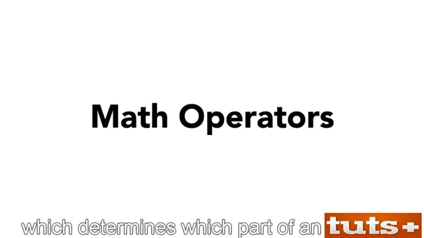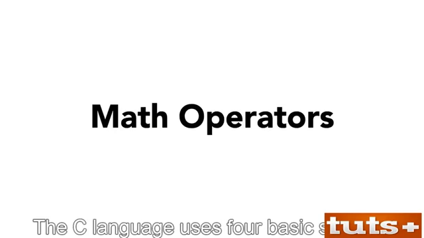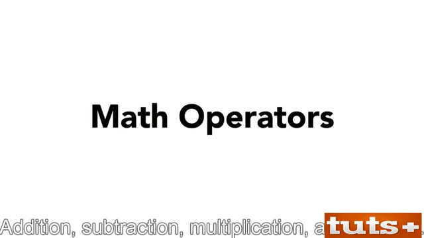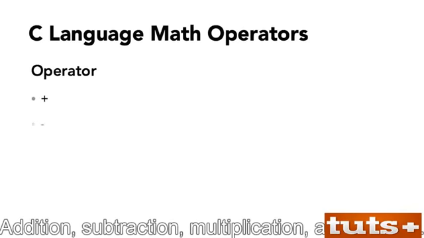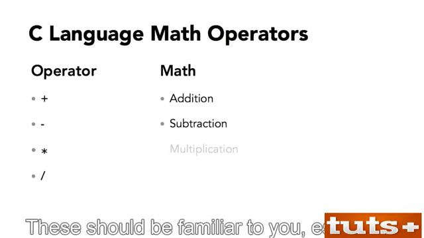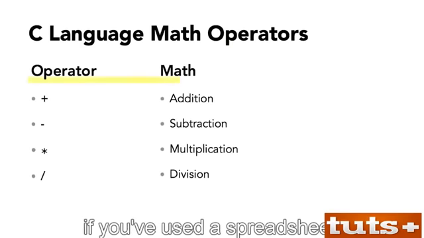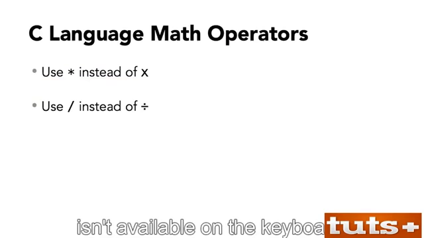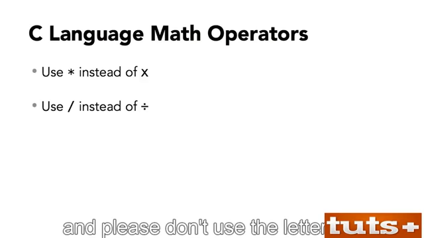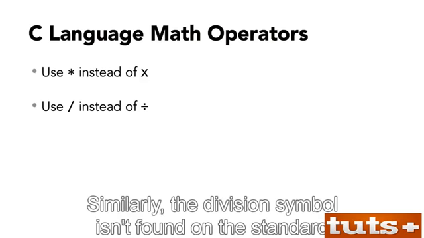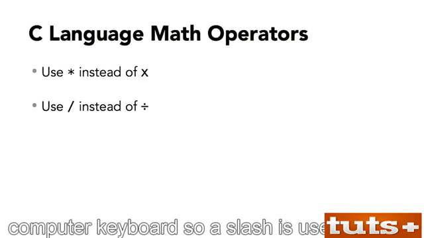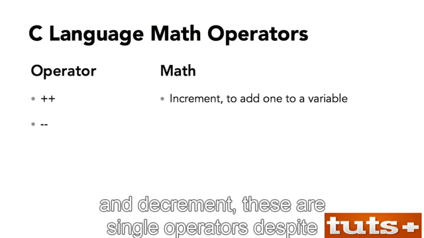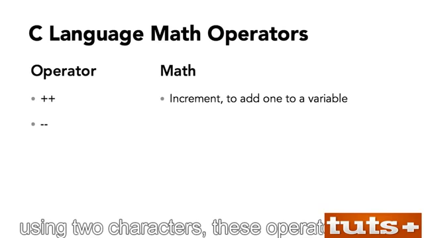The C language uses 4 basic symbols for the 4 basic math operators: addition, subtraction, multiplication, and division. These should be familiar to you, especially if you've used a spreadsheet. The asterisk is used for multiplication. That's because the multiplication symbol isn't available on the keyboard, and please don't use the letter X. Similarly, the division symbol isn't found on the standard computer keyboard, so a slash is used instead. Two additional operators are increment and decrement. These are single operators despite using two characters. These operators serve a useful purpose when dealing with loops, which is a topic covered in a later movie.